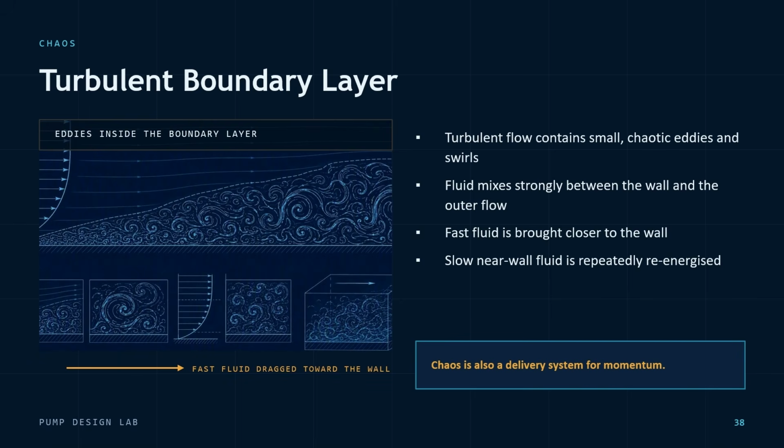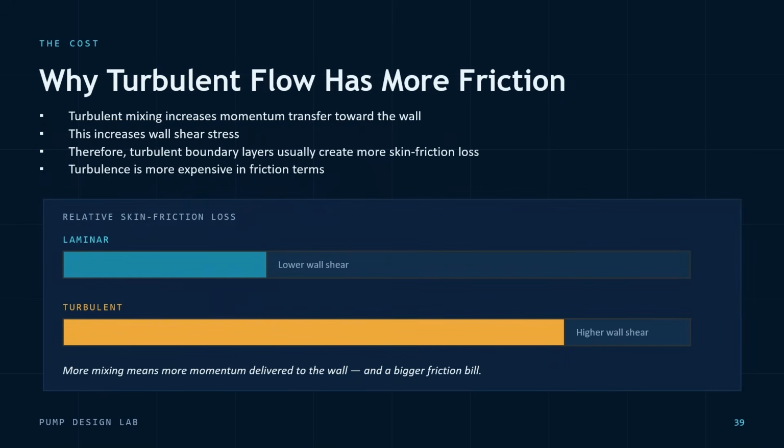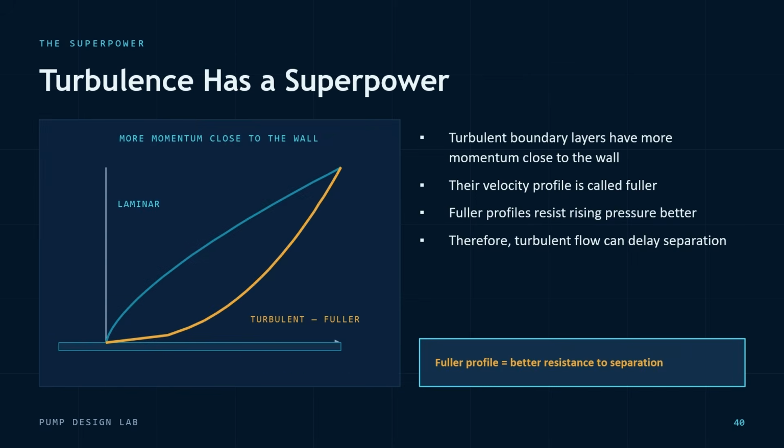Why turbulent flow has more friction? This strong mixing transfers more momentum toward the wall. As a result, turbulent boundary layers usually have higher wall shear stress and higher skin friction loss than laminar layers. Turbulence is therefore costly if friction drag is the only concern. But in many real machines, separation is a much larger loss than the added friction. The surprising benefit of turbulence is that it gives the near-wall fluid more energy and momentum.